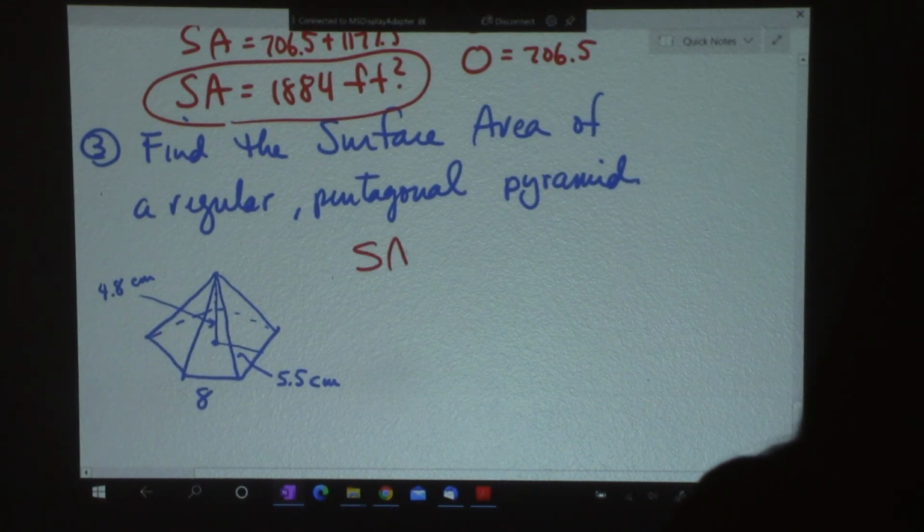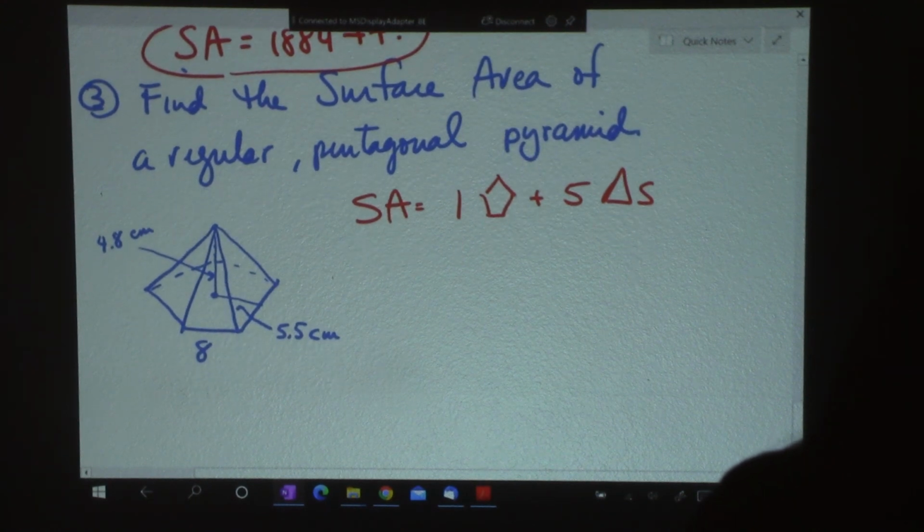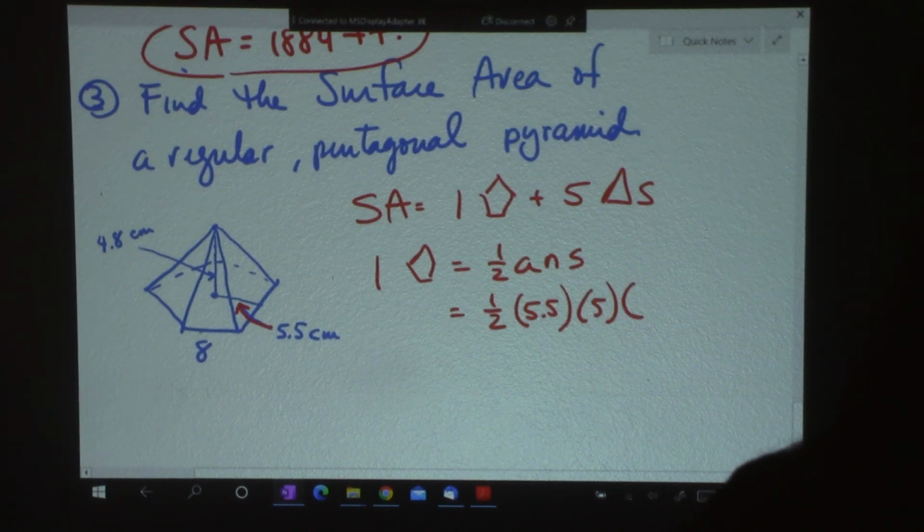So the surface area here is going to be 1 pentagon plus 5 triangles, because it's got 5 sides, and I've got triangles on each side. So to find the pentagon, I need my formula, 1/2 apothem and number of sides times the sides. So I've got 1/2, and they gave me the apothem. That was nice, didn't have to do that. How many sides do I have? 5, and then each one is 8.